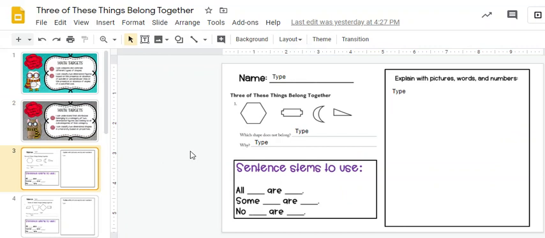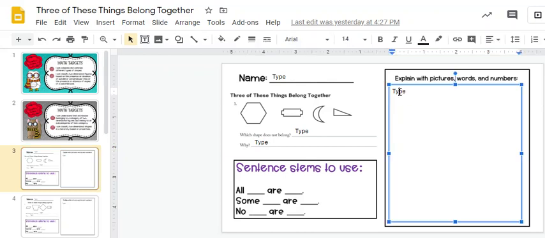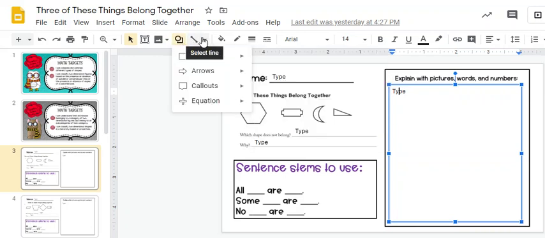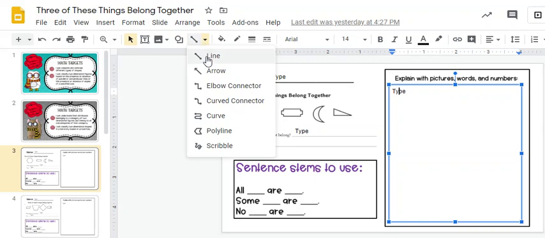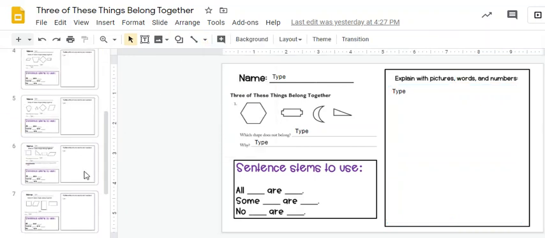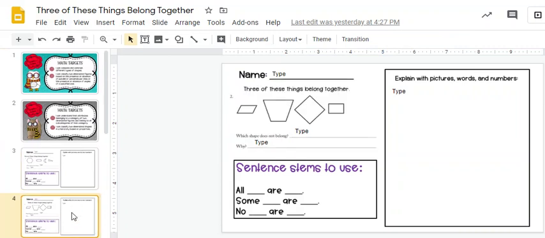So on this slide, you are going to be looking at these 4 shapes and deciding which one does not belong. And again, explaining with pictures, words, and numbers. So you can use these sentence stems to explain your answer. You can also use the shape tool to create shapes. You can also use the line tool to draw. And the next one, same thing.